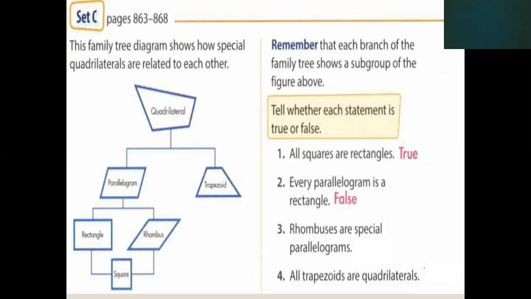Question number 3, rhombuses are special parallelograms. Yes, because a rhombus comes after parallelogram, so it has extra properties. All trapezoids are quadrilaterals, yes, that's it. All trapezoids are quadrilaterals because any polygon with 4 sides is called a quadrilateral.